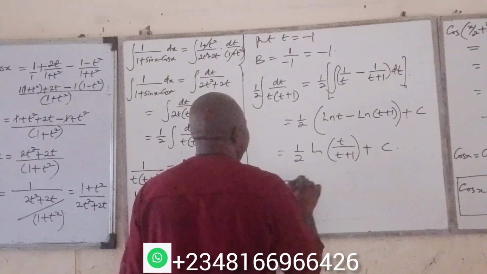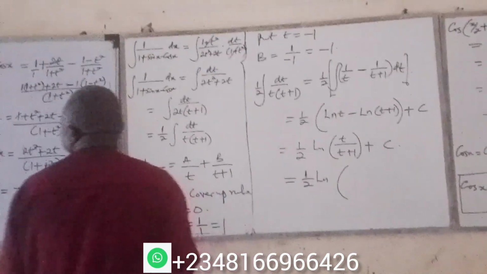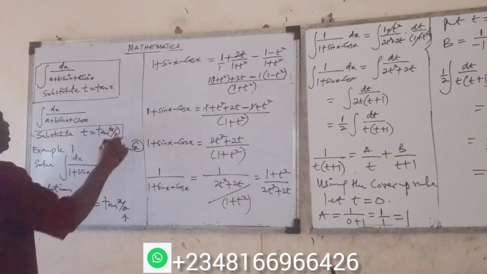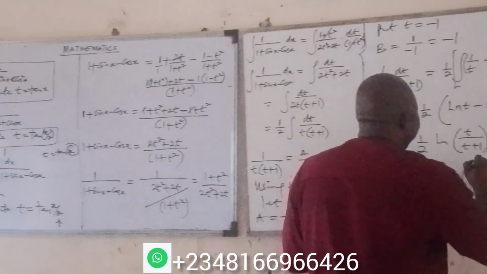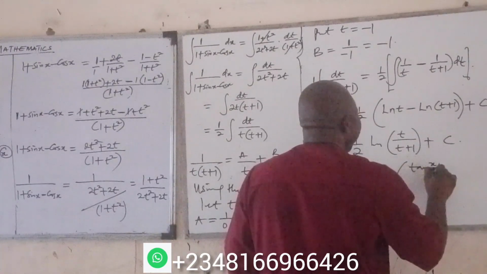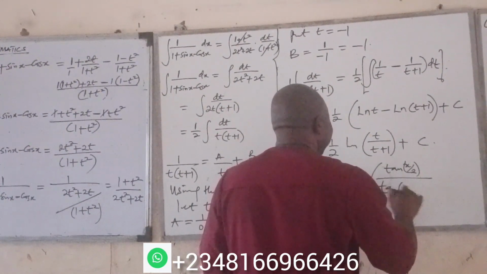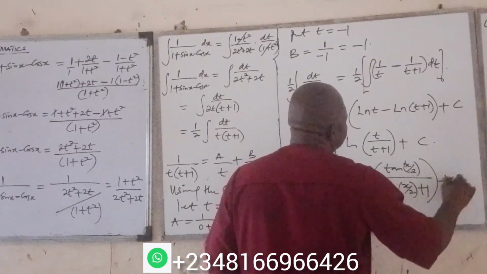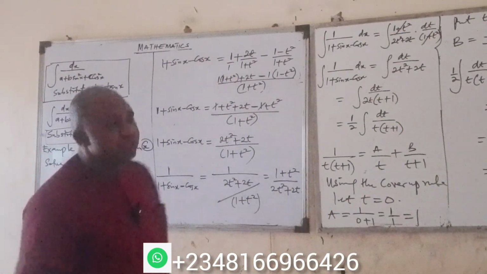So here we have 1 all over 2 ln. Now remember the value of t. We actually substituted t to be equal to tan(x/2). So it means here we have tan(x/2) divided by tan(x/2) + 1, plus constant. So this is the solution to this problem. Thank you so much for listening.